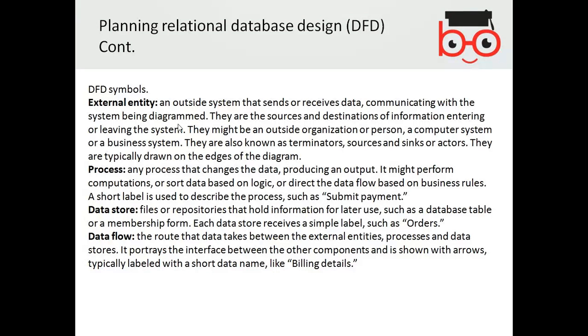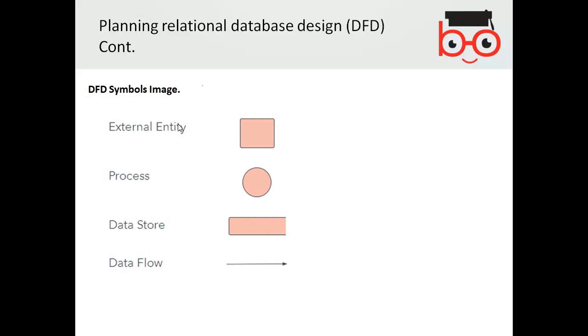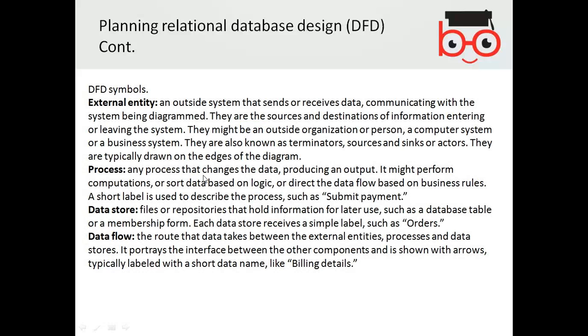So any particular information entering or leaving the system, you represent with the external entity. They might be an outside organization, a person, or a computer system or business system. They are known as terminators, sources, and sinks, or actors. They are typically drawn on the edges of a diagram. Process, in a circle: any process that changes the data, producing an output. It might perform computations or sort based on logic, or direct the data flow based on business rules. A short label is used to describe the process, such as submit payment.